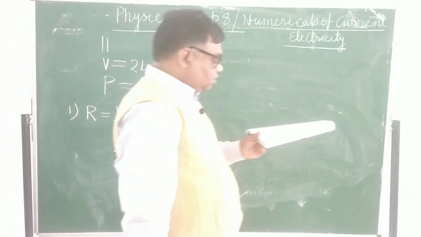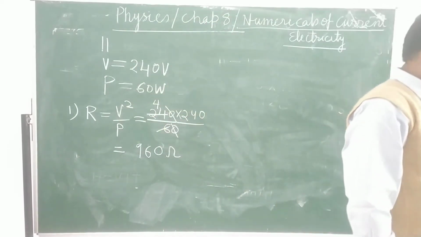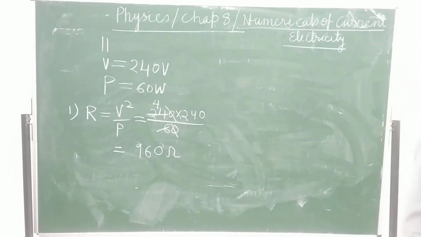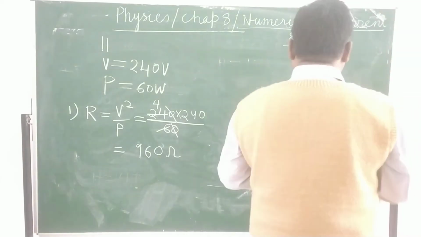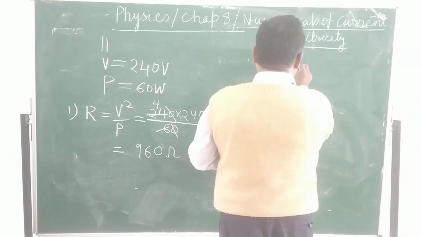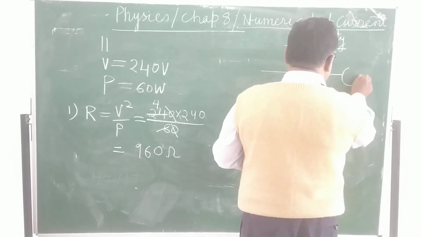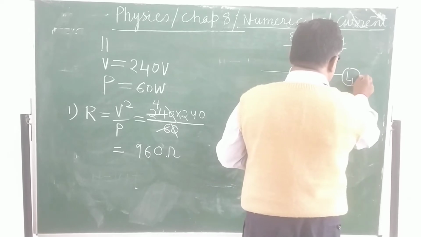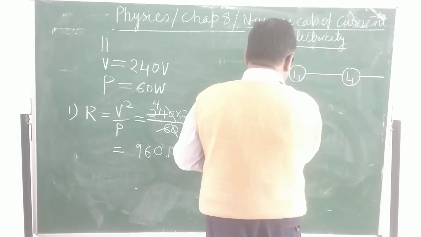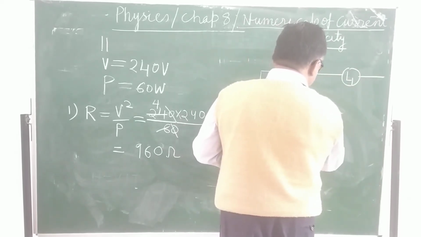Now see here, second part of this. If two such lamps are connected in series across a 240 volt, means it is connected in this way. This is one lamp. This is the other lamp. They are connected in series across a supply of how much volt?